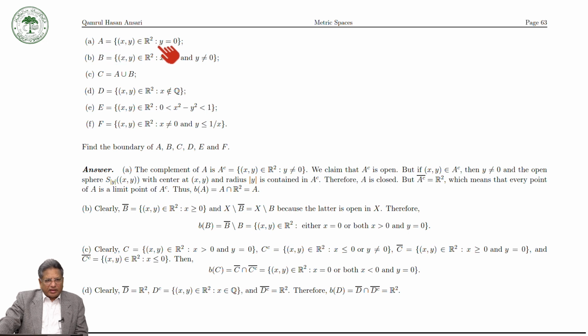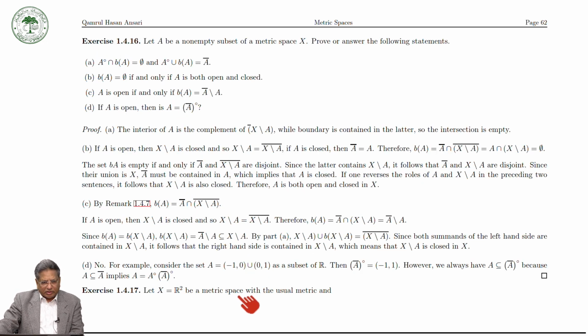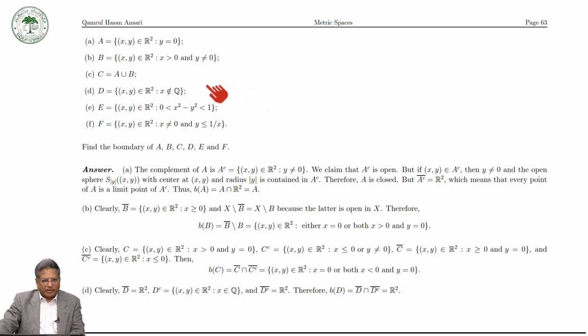A is equal to this one with the usual metric, and B is equal to this, and so on. Now you find the boundary of A, B, C, D. What is the boundary of this? How will you find the boundary of this one? Let's see. The complement of A is this set, because here y is equal to 0, where all the points x, y where y is not equal to 0 are the complement of A.